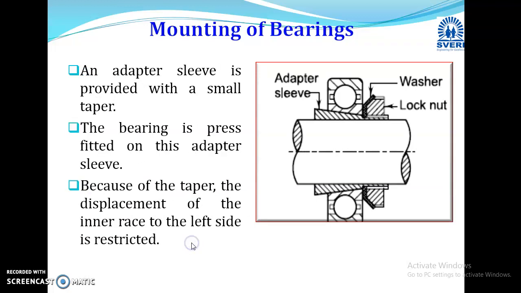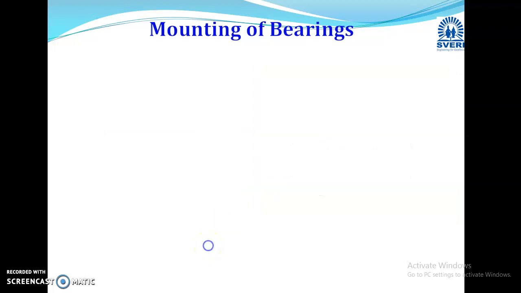An adapter sleeve is provided with a small taper. The bearing is press fitted on the adapter sleeve. Because of this taper portion, you can observe on the adapter sleeve, the bearing will not move to the right side, and will not move to the left side. So this is the first method.